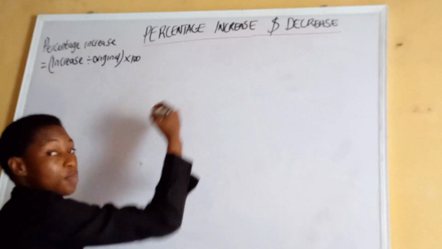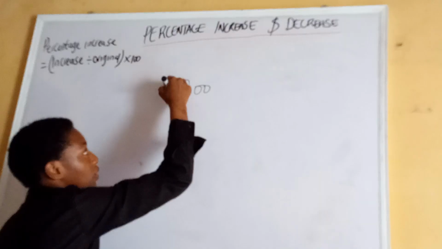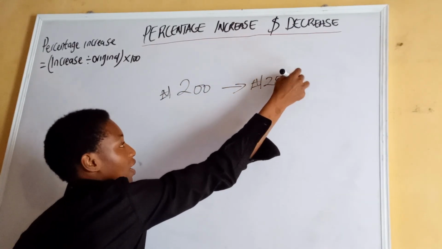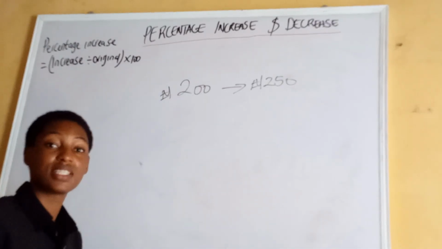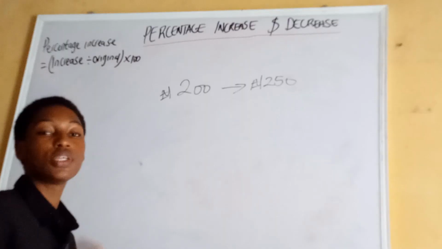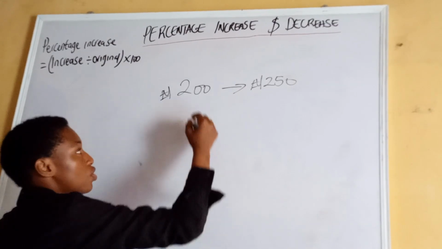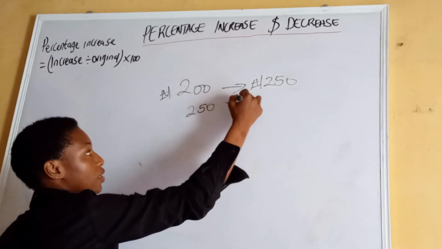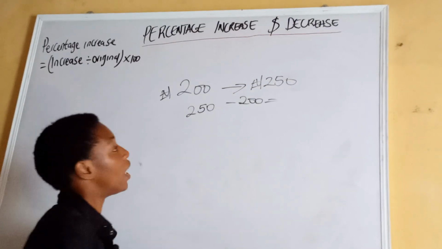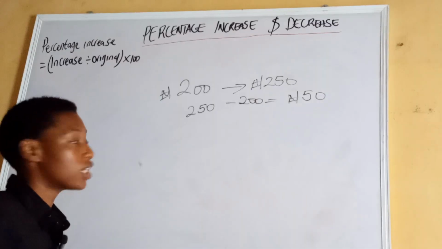So your pocket money was increased from 200 naira to 250 naira, right? To get your percentage increase, to get the particular percent your money was increased by, what you need to do is first subtract the original from the new amount. So you're going to have 250 minus 200, and then you find out that the increase was exactly 50 naira.